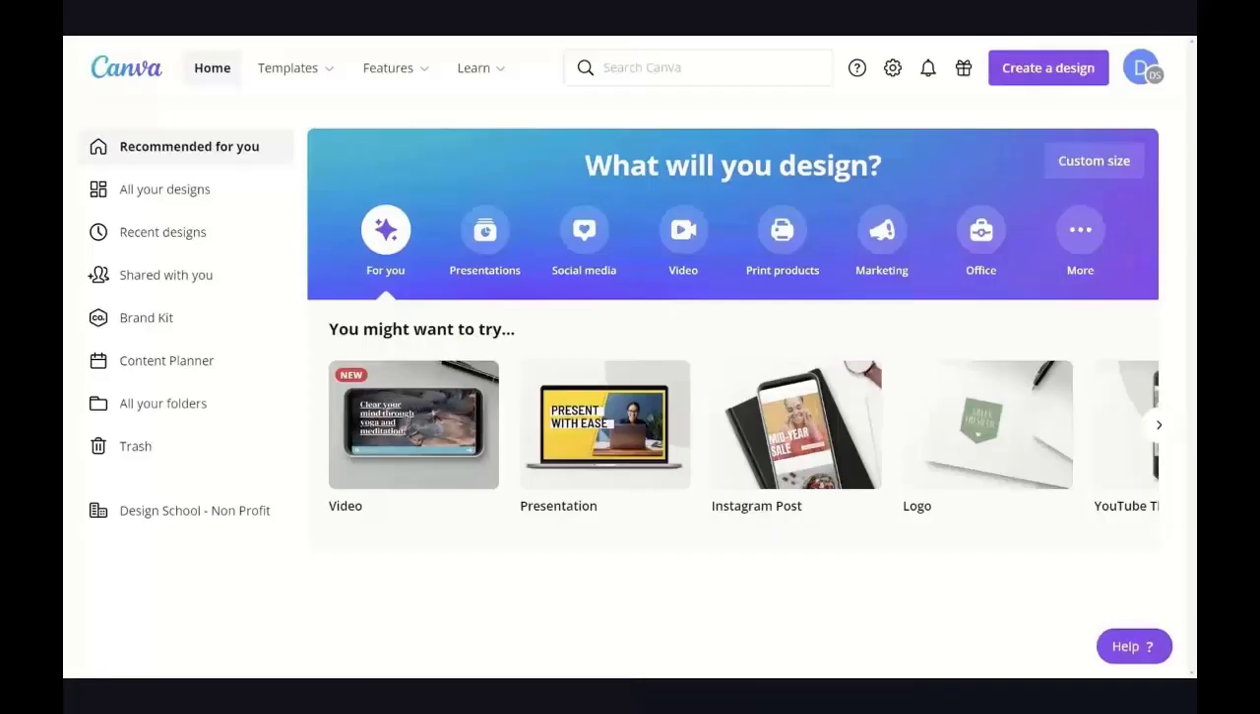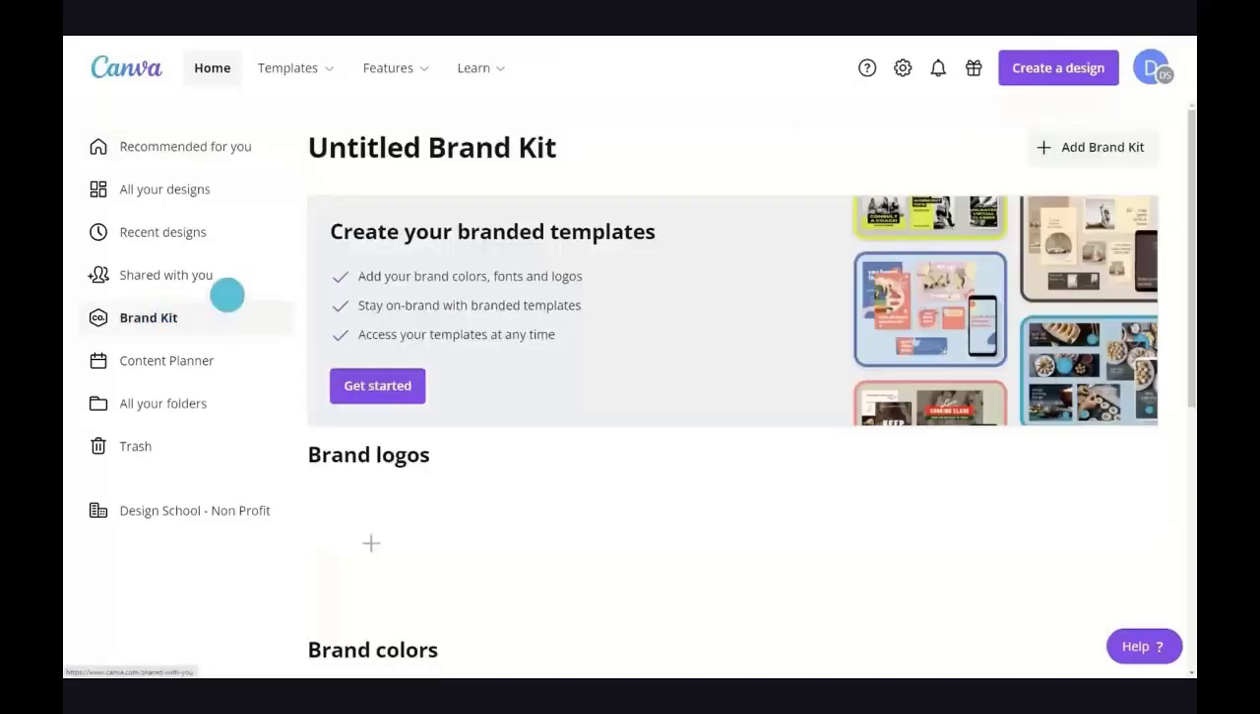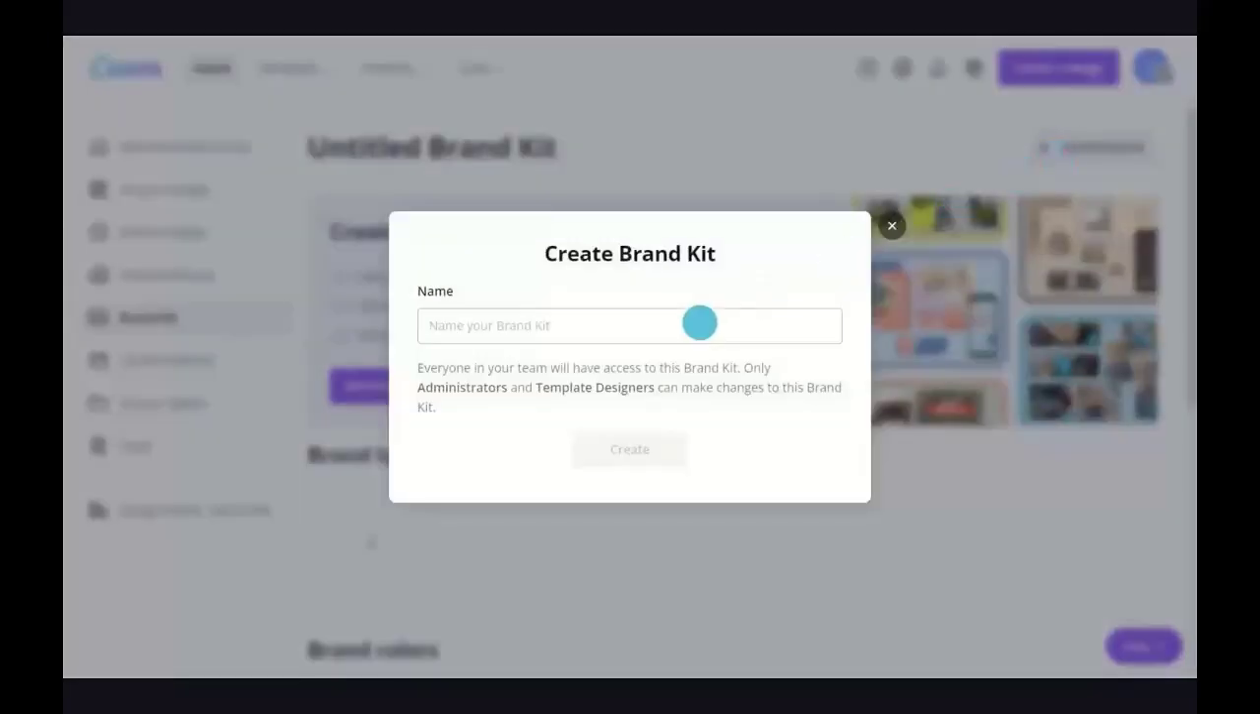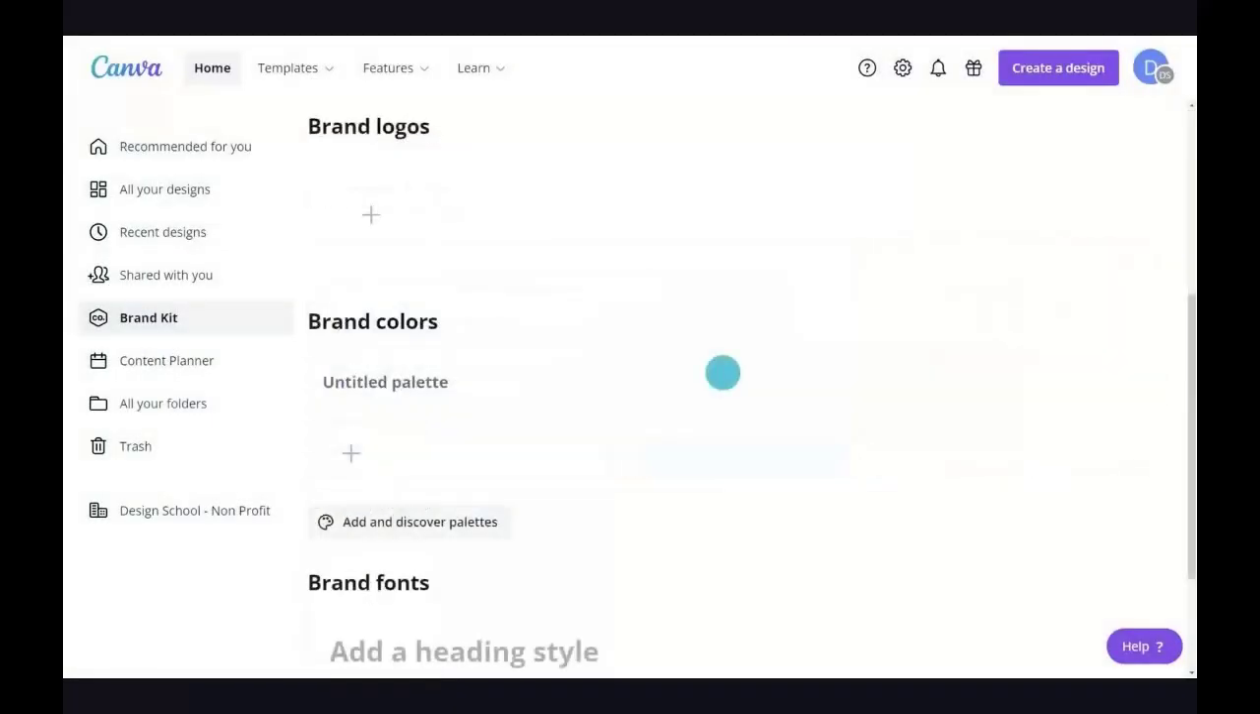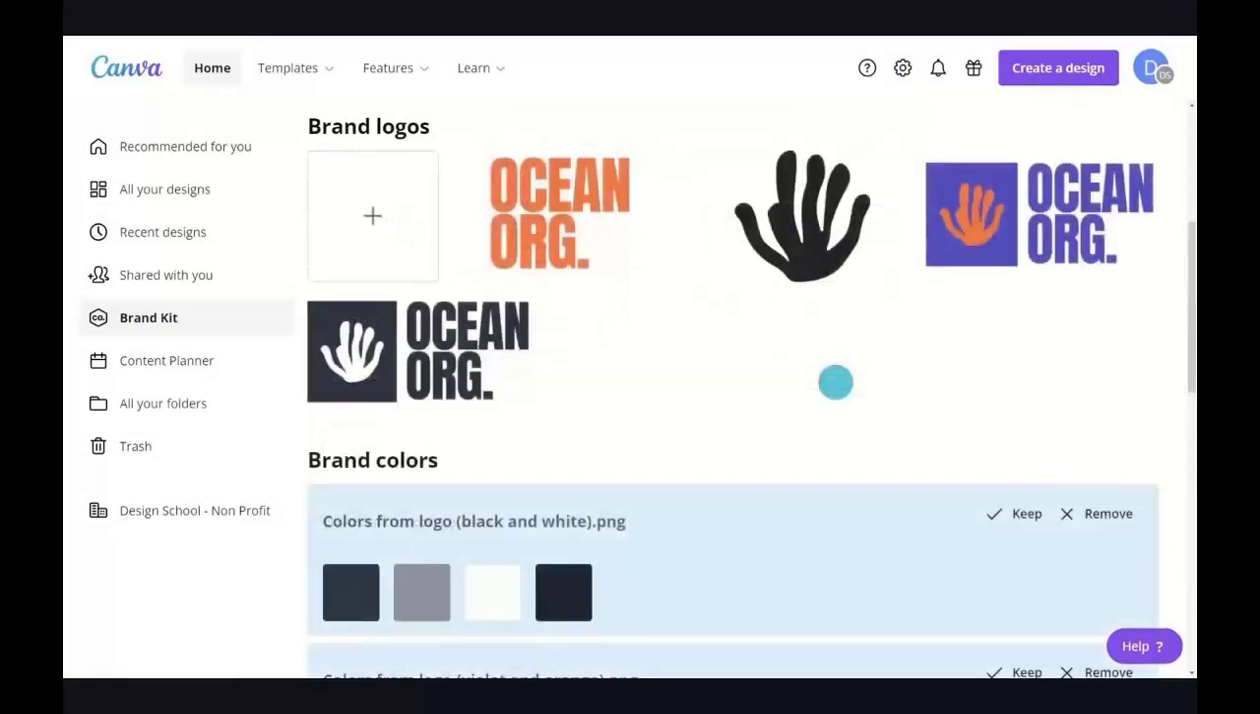The best way to manage your nonprofit brand in Canva is by creating a brand kit. On the home page, click Brand Kit. Give your kit a name. Upload your logo in all its versions. Upload them all here like this.